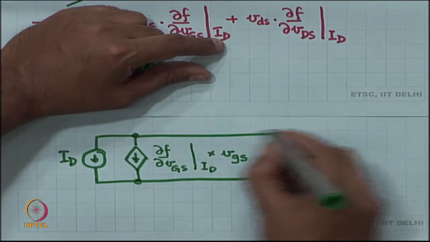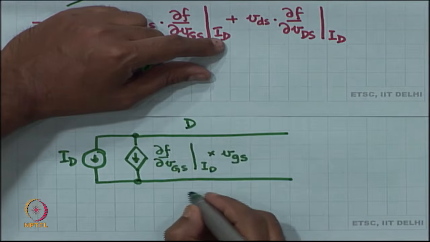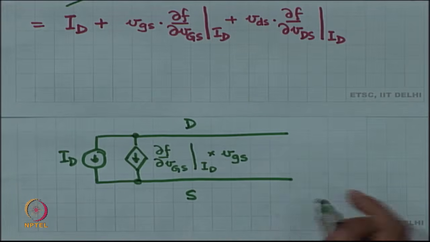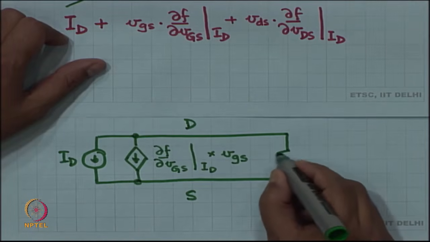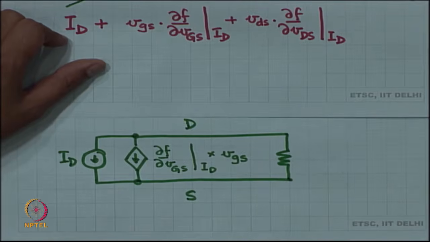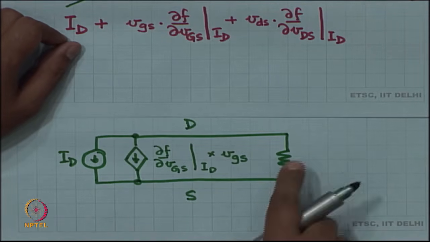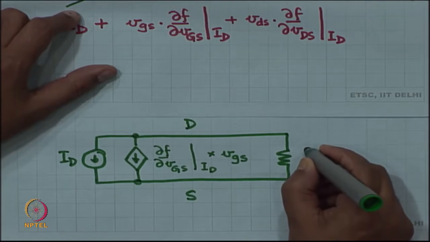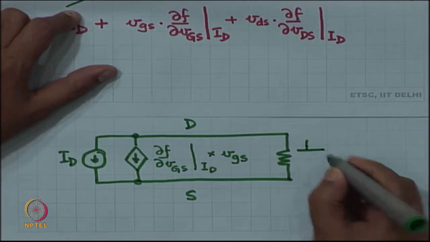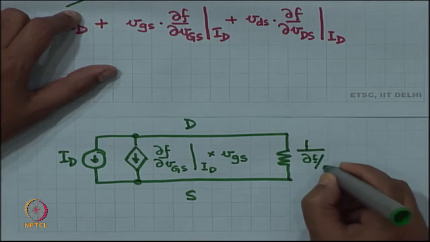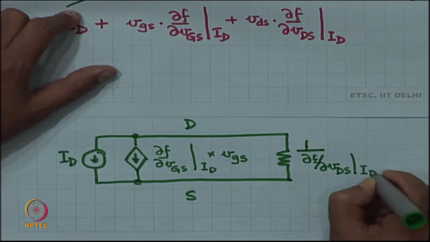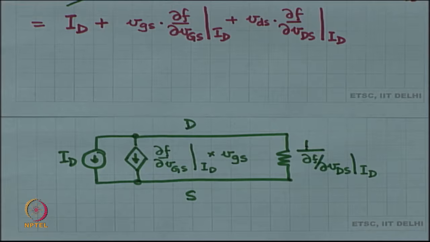Now, if you think about it, this is the drain terminal, this is the source terminal. Something that is proportional to VDS would look like a resistor. In this case, it will look like a resistor of value 1 by dou f by dou VDS computed at ID. All right. So, this is what this equation looks like.